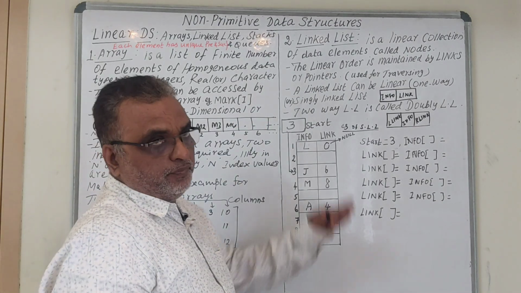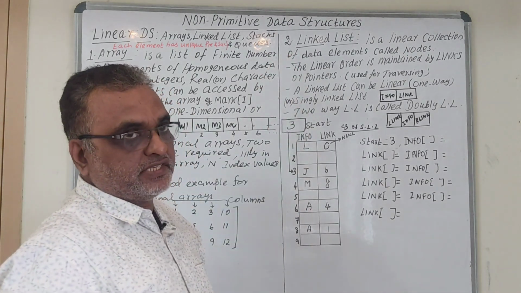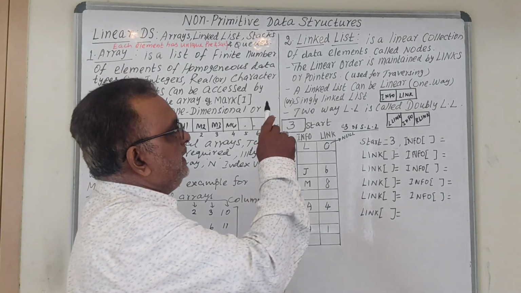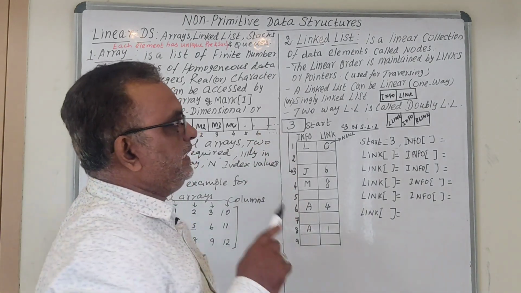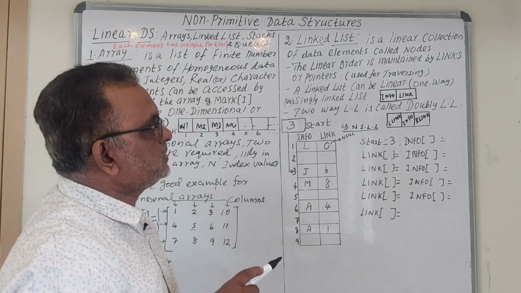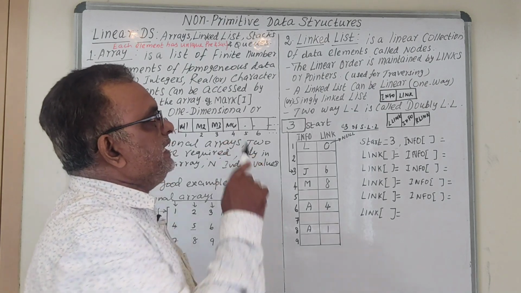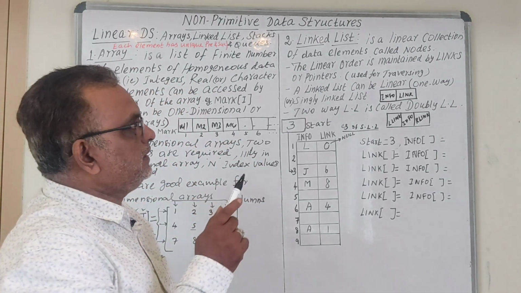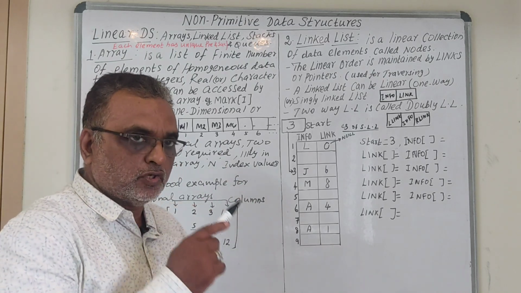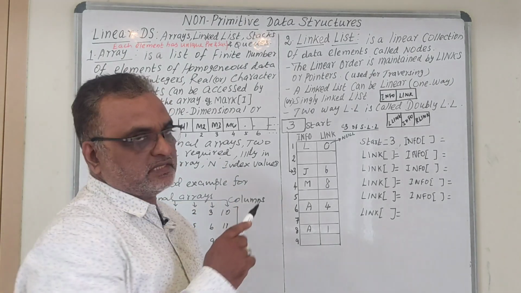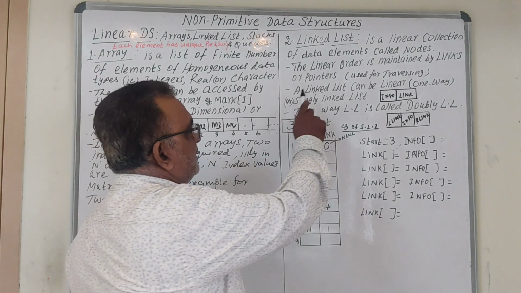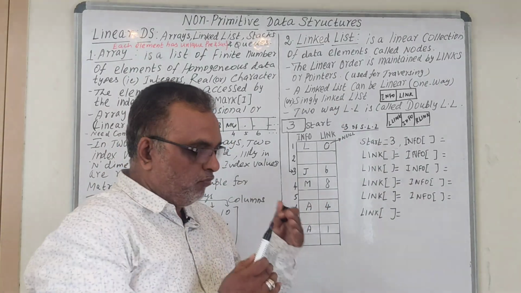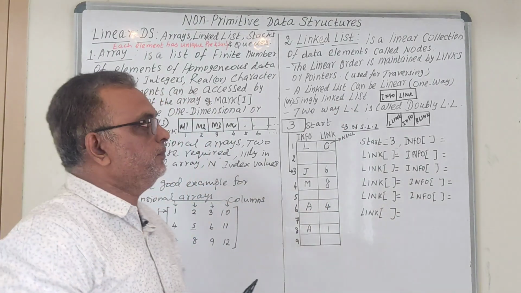I move on to the next linear data structure, that is linked list. It is a linear collection of data elements called nodes. The linear order is maintained by pointers or links. They are also referred to as addresses. So mainly these pointers or links are used for traversing from one node to another node.